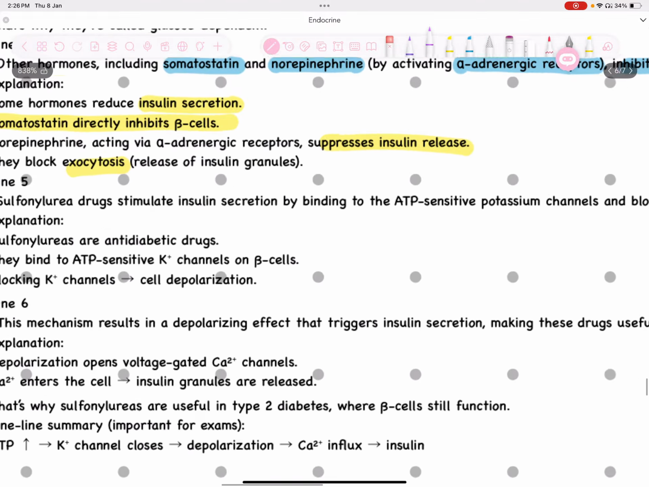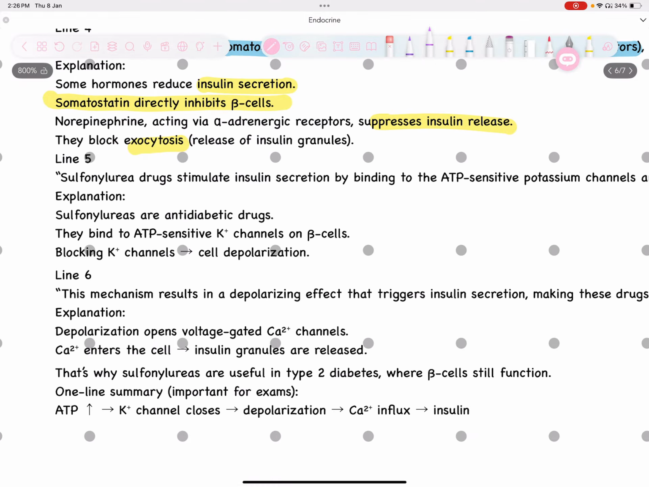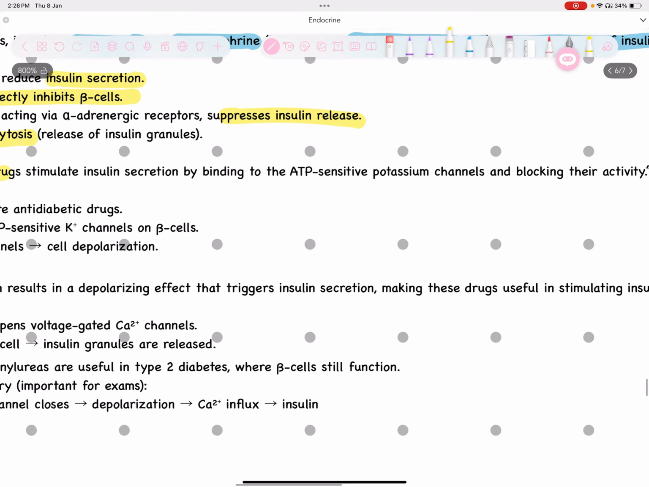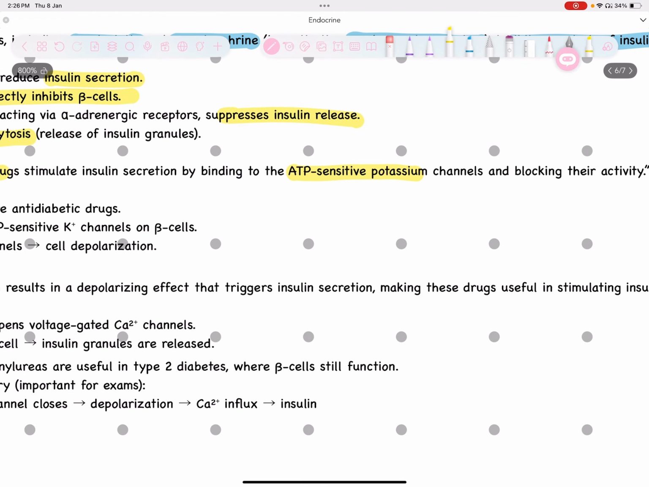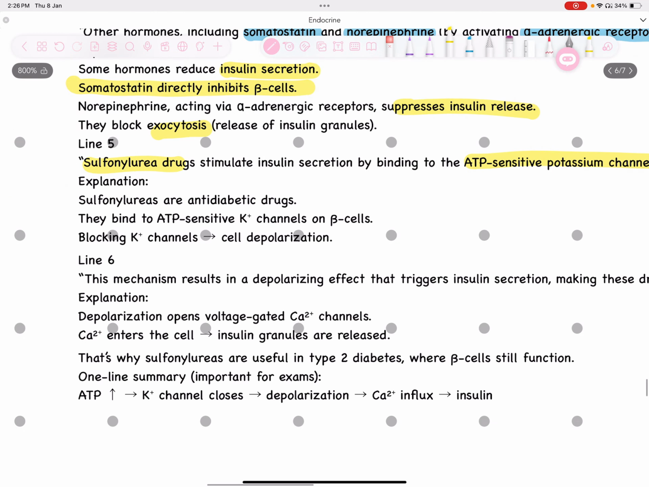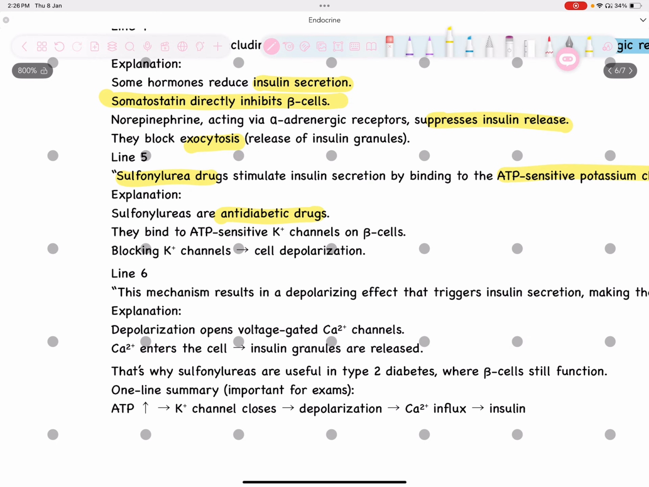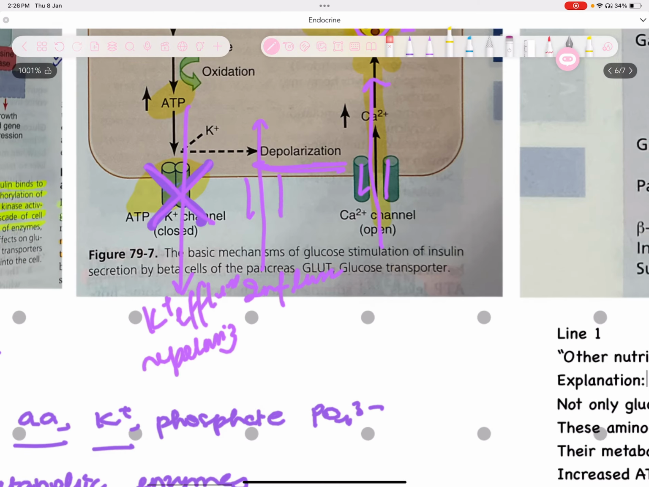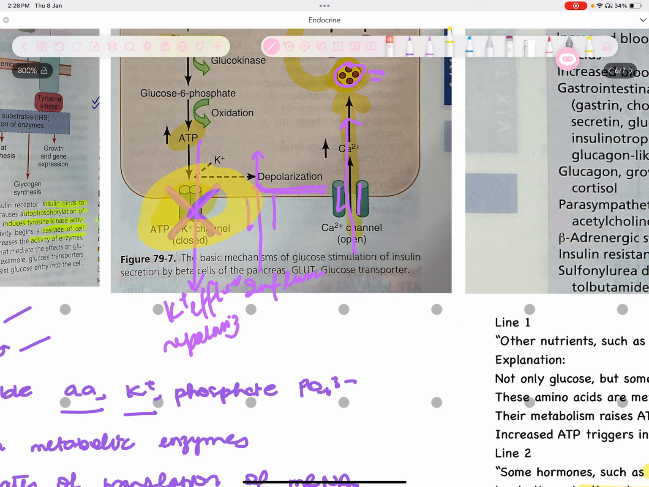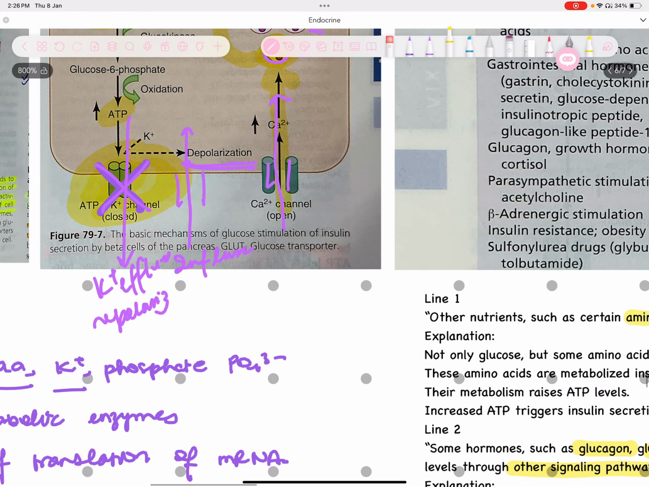Moving forward, they're saying that sulfonylurea stimulates insulin secretion by binding to ATP sensitive potassium channels and blocking their activity. So very important. These are anti-diabetic drugs. They do a very good role in that they directly bind to this. So they bind to the ATP sensitive potassium channel and they inhibit it.